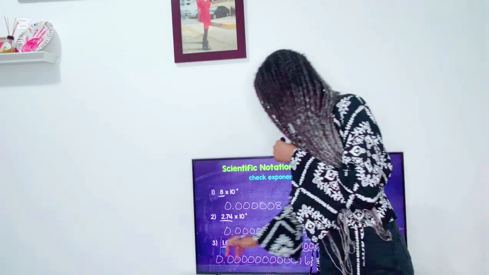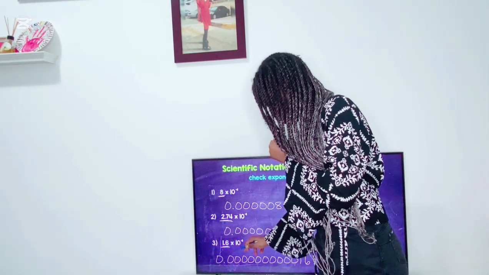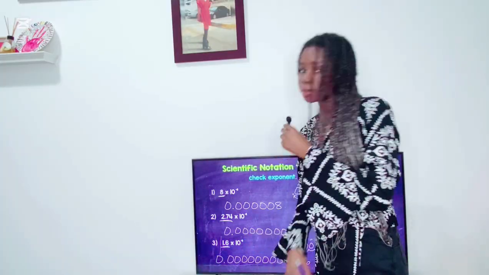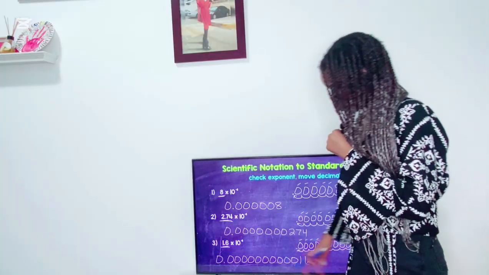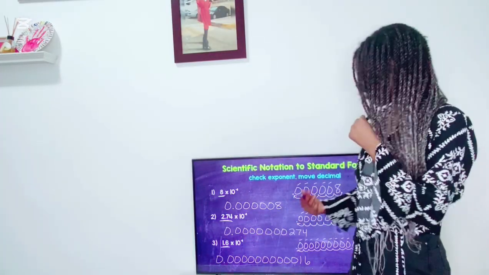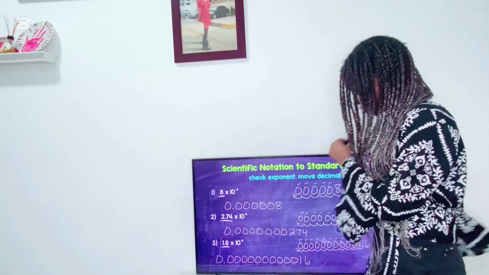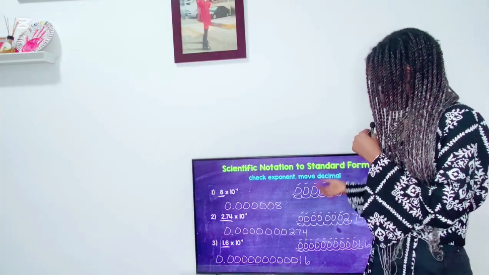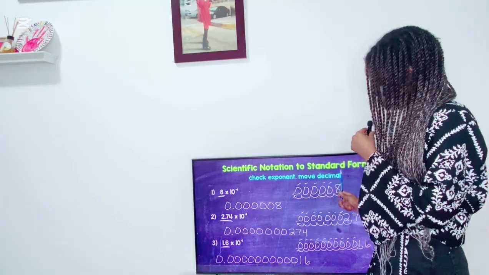All right, but let's move over to number 3, which says 1.6 times 10 raised to the power of negative 11. So remember, the first thing we have to do is to check our exponents, and we can see that we have a negative again, this time a negative 11, so we're going again to the left. Now let's move our decimal. That's basically what they're telling us to do. First, we check our exponents, then we move our decimal.